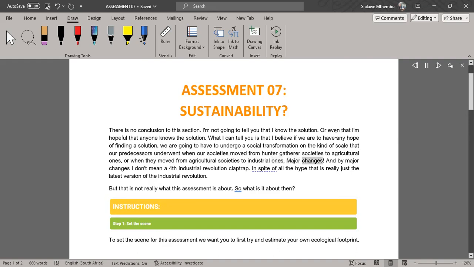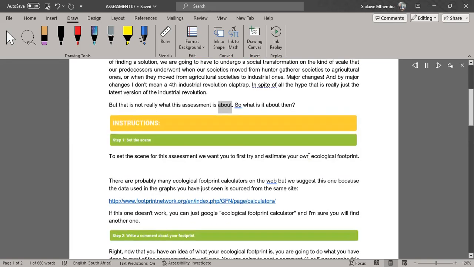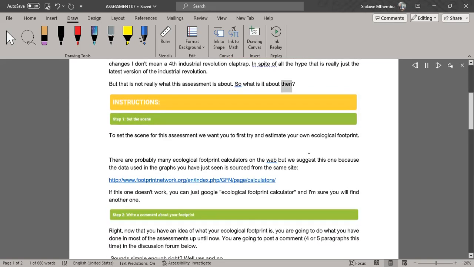Major changes. And by major changes I don't mean a fourth industrial revolution claptrap. In spite of all the hype, that is really just the latest version of the Industrial Revolution. But that is not really what this assessment is about. So what is it about then?